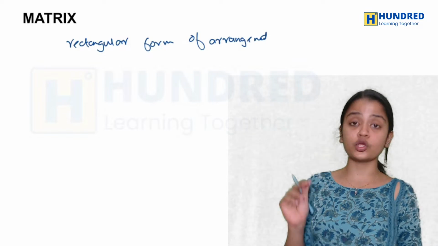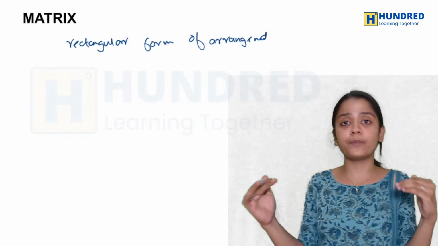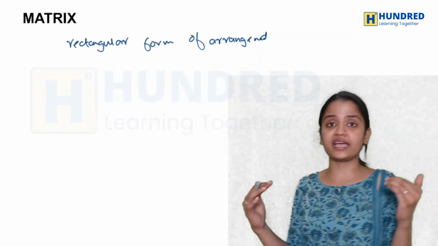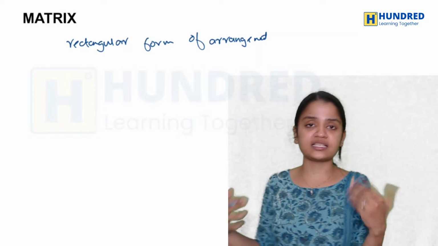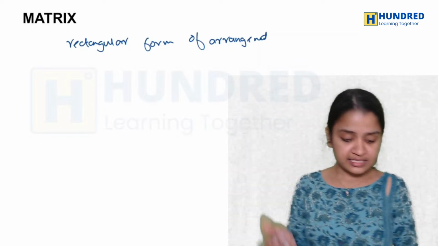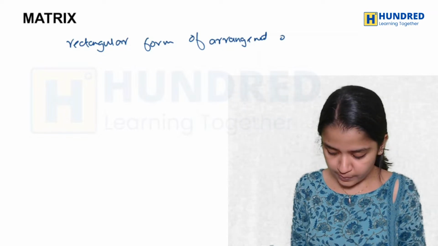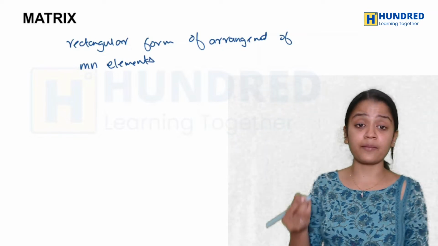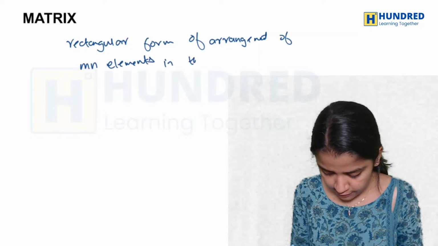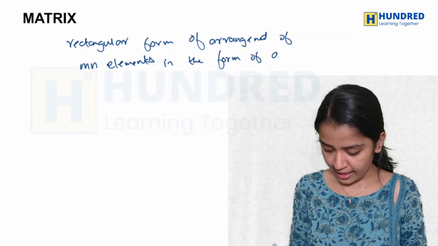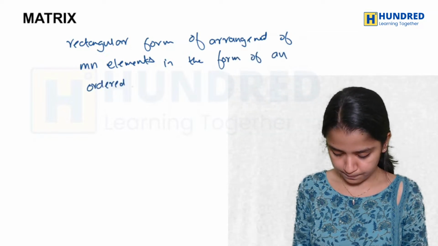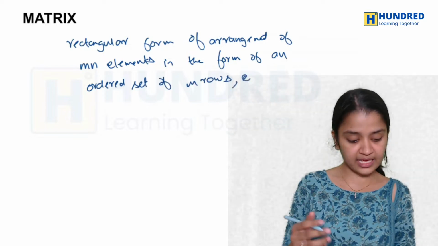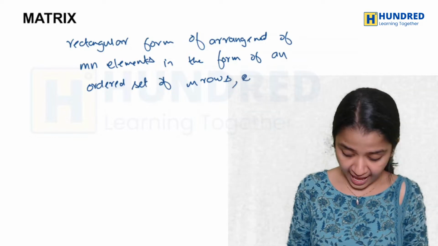Basically, if you have a rectangle, you'll have a breadth and a length, so you'll have two different dimensions called m and n. For example, take your length as m and breadth as n. In the same way, it is a rectangular arrangement of mn elements, in the form of an ordered set of m rows, and each row consists of n elements.